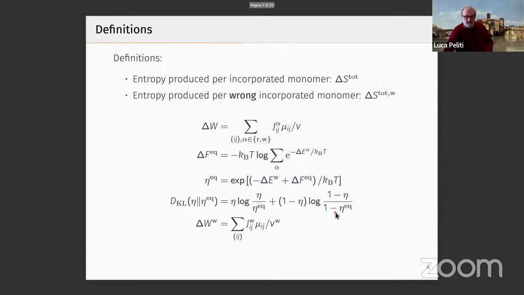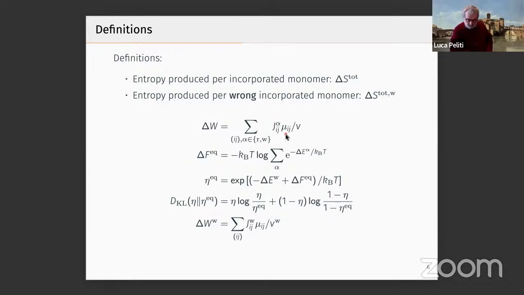Now, let's try and do the thermodynamic balance for this process. Say we define the total entropy produced per incorporated monomer as delta S dot, and we condition it for the monomer to be wrong, then we denote it by delta S dot W. What is the work done by incorporation of the monomer?